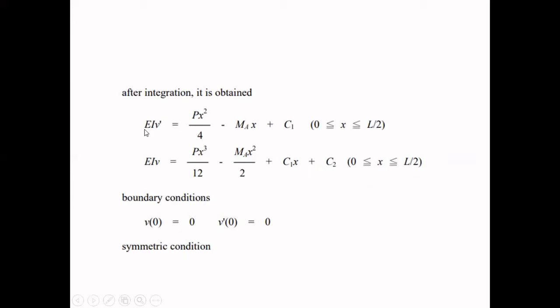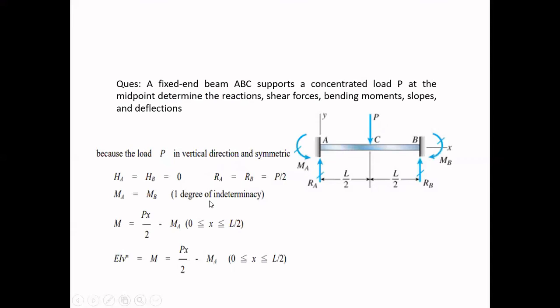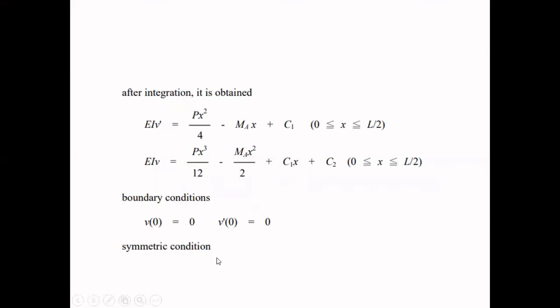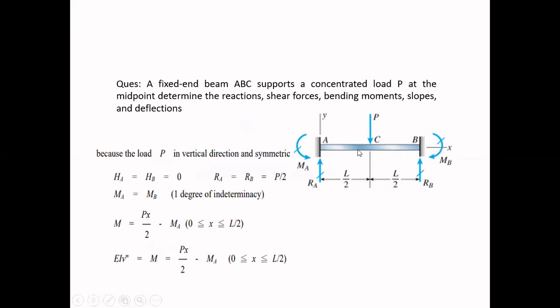Again, after integrating in the same way we have done in the case of a propped cantilever beam, EI V dash is equal to Px square by 4. This equation we have integrated, Px square by 4 minus Max plus C1. Again, integrating it, we'll get Px cube by 12 minus Max square by 2 plus C1x plus C2. This is within the limit of 0 to L by 2 for one section.